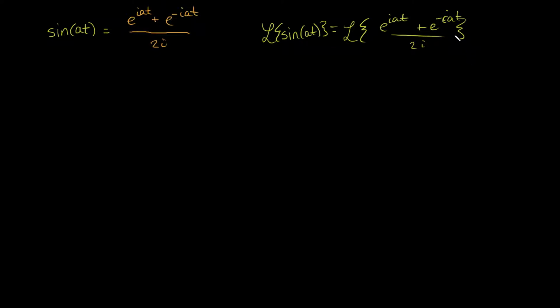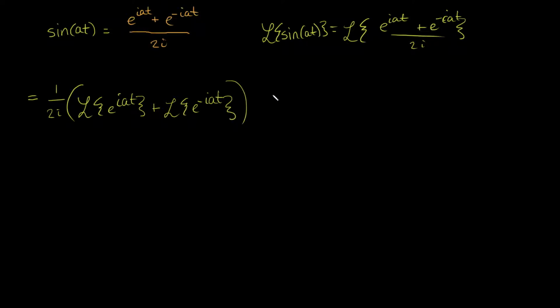Now this is going to be easier to solve because we know two things. The Laplace transform is linear, so we can pull out the 2i. It's going to equal 1 divided by 2i, because 2i is a constant, and it's complex, but that doesn't matter. Because it's linear, we can also break apart the Laplace transform across the sum: the Laplace transform of e to the iat, minus the Laplace transform of e to the negative iat.